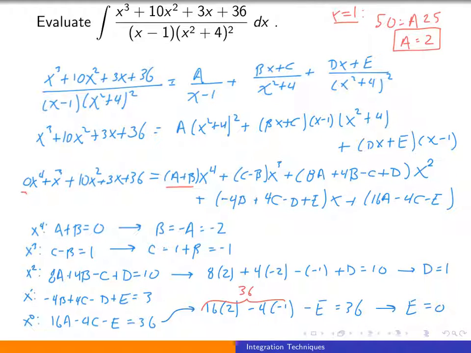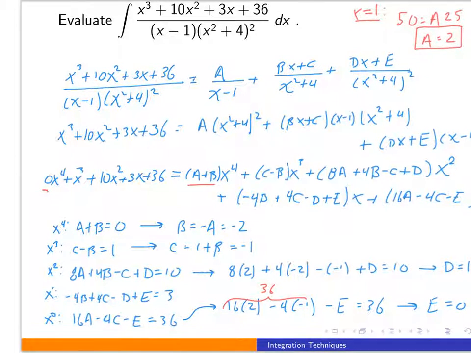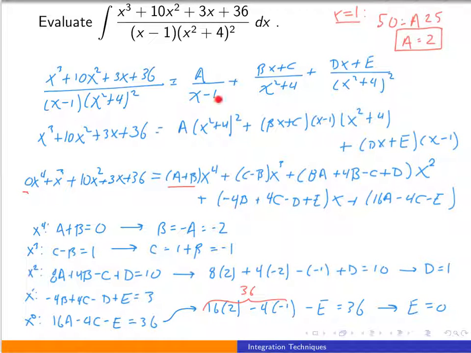So at this point, we've started off with our proper rational function, and the form of the partial fraction decomposition had these 3 terms in it. And we've gone through the standard procedure, set up a system of equations, and solved for those unknown constants. We are now ready to anti-differentiate.